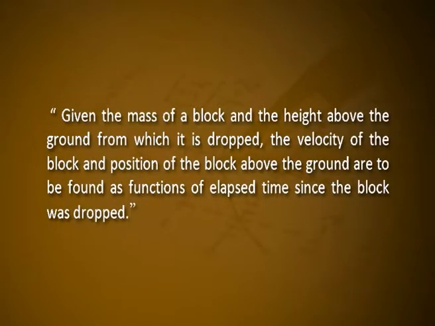Given the mass of a block and the height above the ground from which it is dropped, the velocity of the block and position of the block above the ground are to be found as functions of elapsed time since the block was dropped. With this verbal description in hand, the known variables are the mass m of the block and the height h from which it is dropped. The unknown variables are the velocity function v(t) giving the downward velocity of the block at time t and the altitude function a(t) giving the height of the block above the ground at time t.